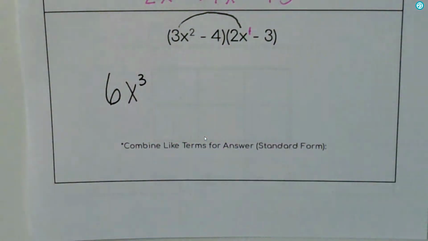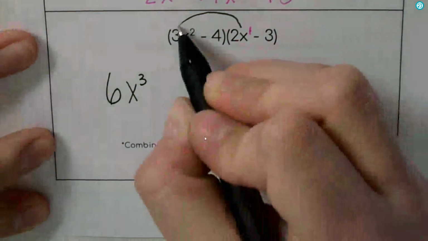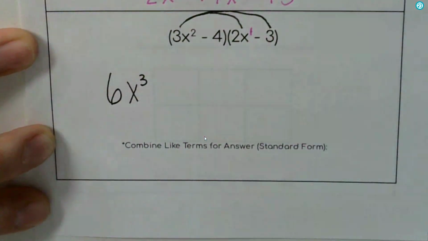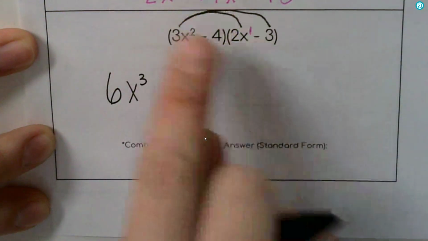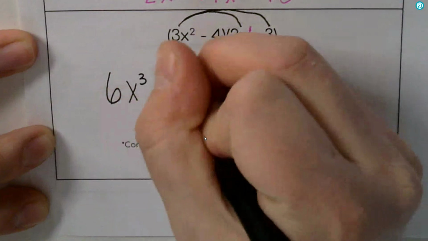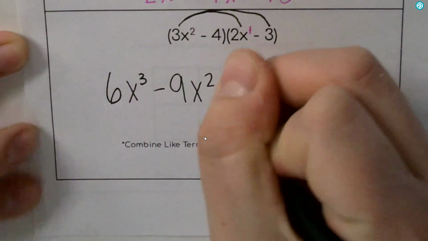So that was the first thing I multiplied. Then I'm going to take this 3x squared, and I'm going to multiply it by the other thing in the second polynomial. So I'm doing the first term by everybody first. So 3x squared times negative 3 is negative 9x squared.